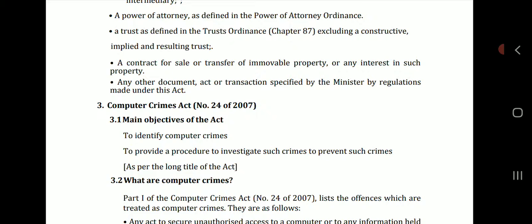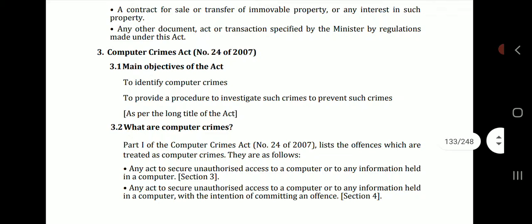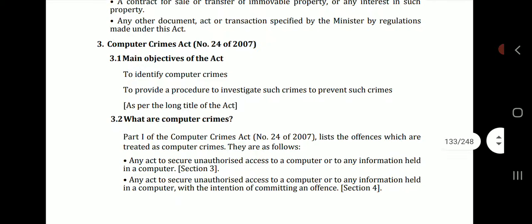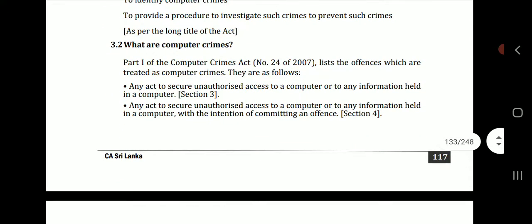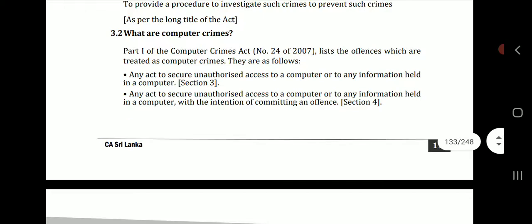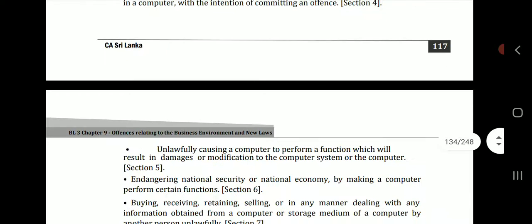Yeah, so the Computer Crime Act. The main objective is to identify computer crime, to provide a procedure to investigate such crimes and to prevent them. So, what is a computer crime? According to Part 1, Section 3, any act to secure unauthorized access to a computer or to any information held in a computer with the intention of committing an offense.